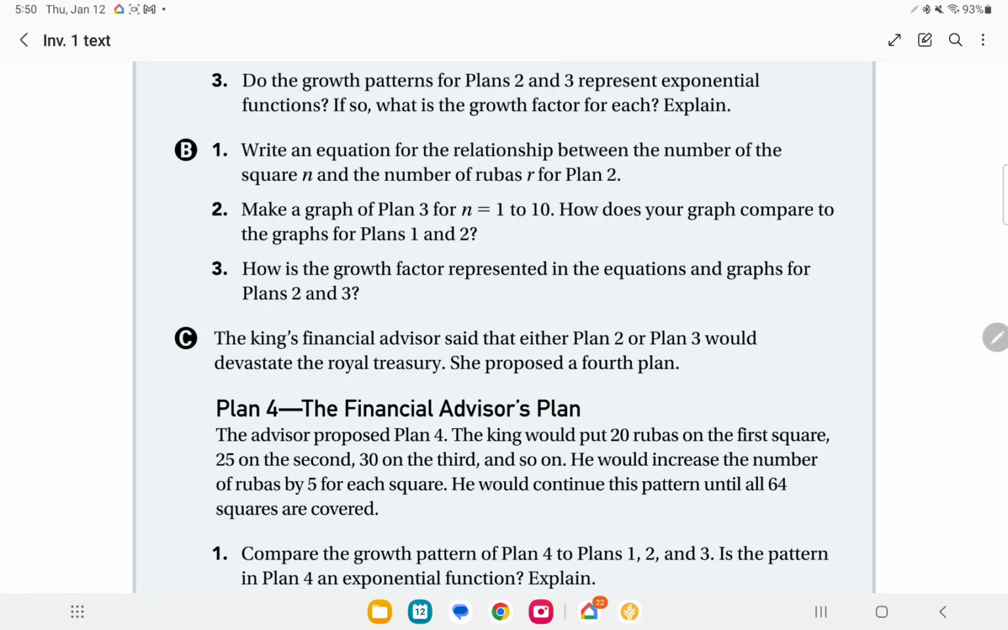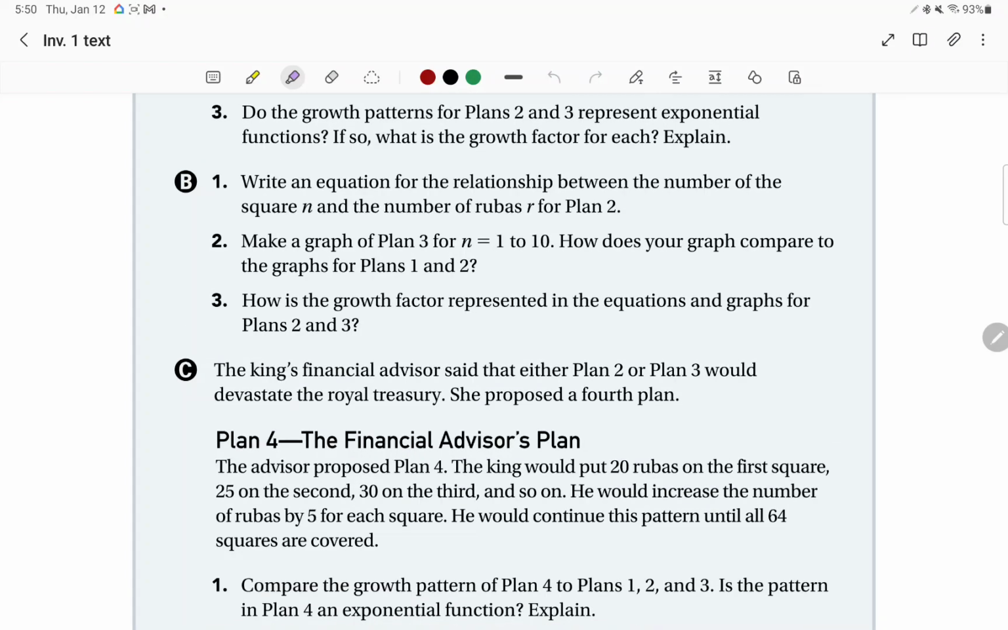Okay, on B, write an equation for the relationship between the number of the square n and the number of rubas for plan 2. So plan 2, that was the one where the king said, hey, we'll start with 1. There's going to be 16 squares. We'll start with 1, then there'll be 3, then there'll be 9. So you're multiplying by 3 every time.